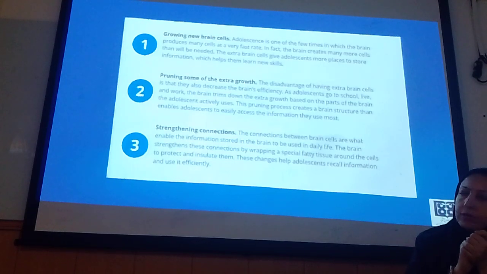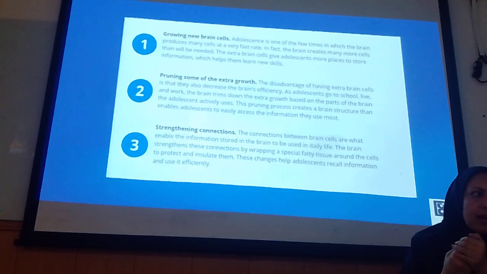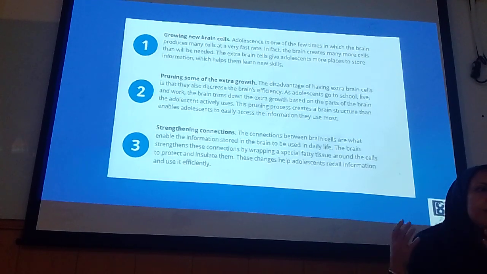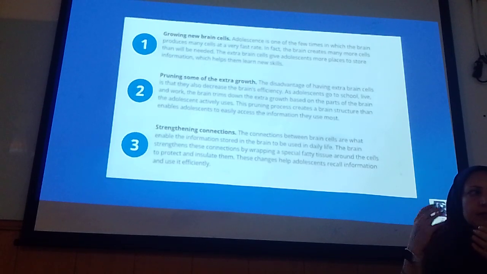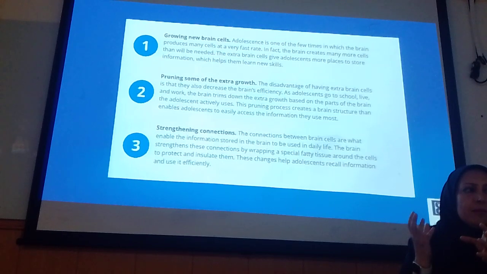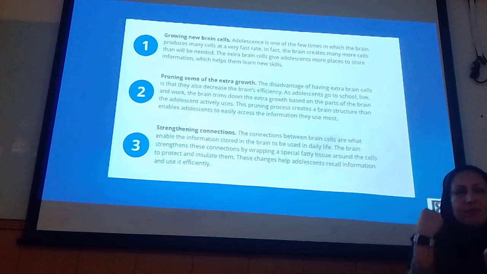The second change is pruning some of the extra growth. It is a disadvantage of the extra brain cells that they decrease the brain's efficiency. As adolescents go to school, live and work, the brain trims down the extra growth based on the parts of the brain the adolescent actively uses. This pruning process creates a brain structure that enables adolescents to easily access the information they use most. It means that because of this pruning, just the important information remains.